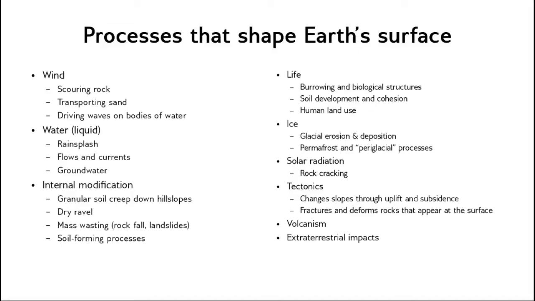And you can even think about how you can observe, sometimes on a summer day, just looking out at the hill and seeing that there are zones where there are just little lumps of soil that seem a little bit loose, and maybe these have been moving. Dry ravel, which is just dry material rolling down steep hill slopes. Mass wasting, so this is about rock fall and landsliding.